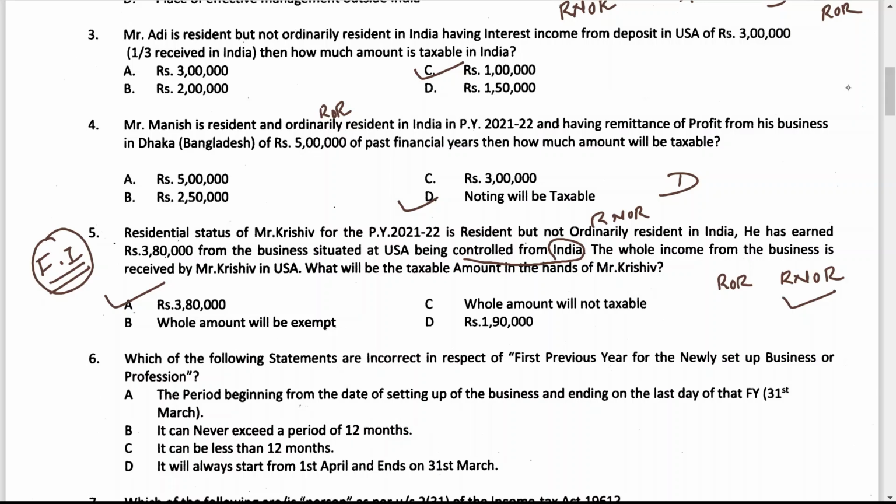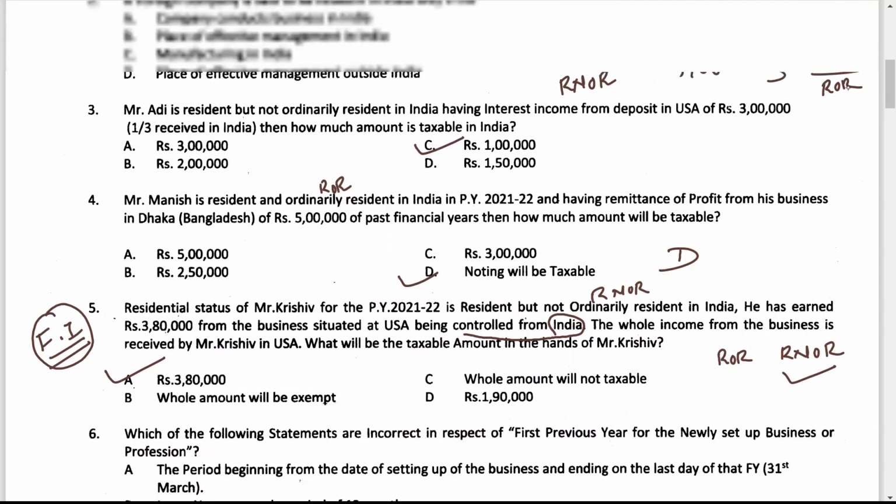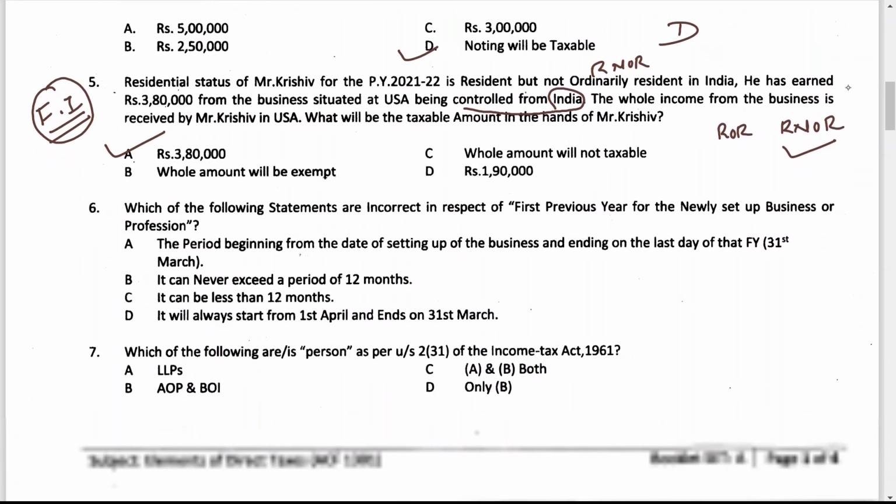Now, next one: which of the following statements are incorrect? So here focus on the word incorrect. We are finding out the incorrect answer in respect of the first previous year for a newly set up business or a profession. So three sentences are correct, one sentence is wrong. You have to write down the incorrect one.